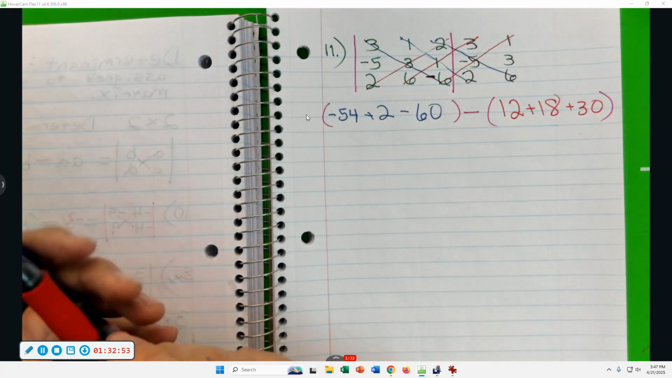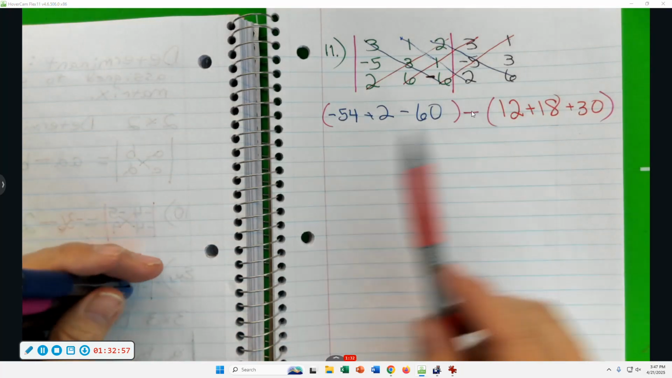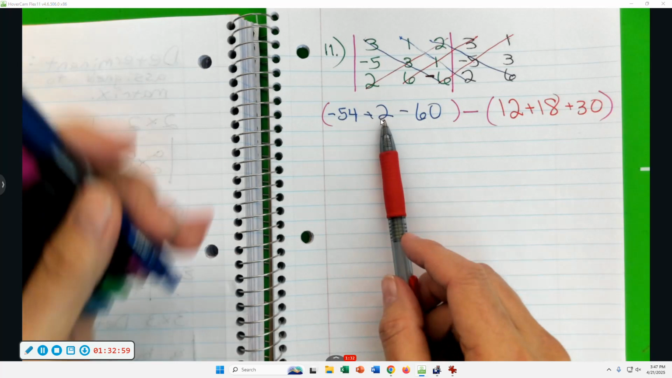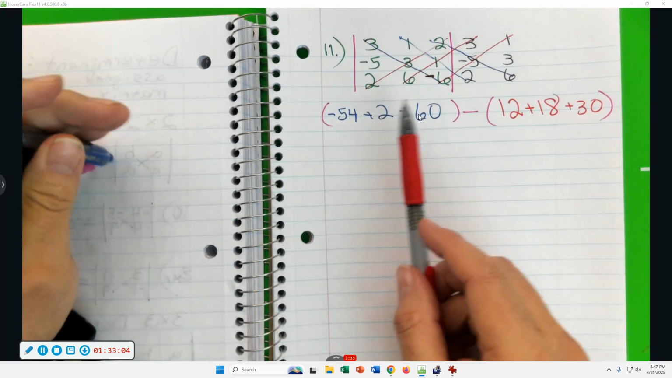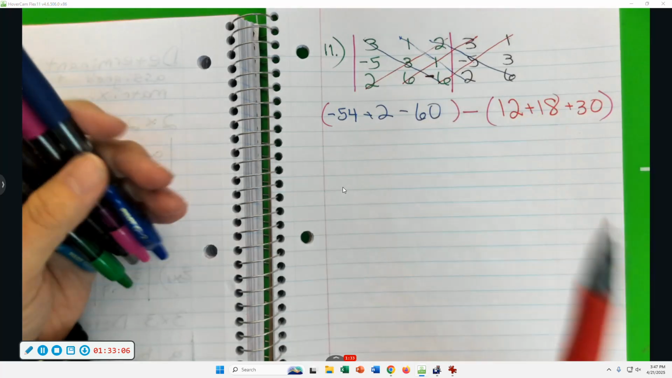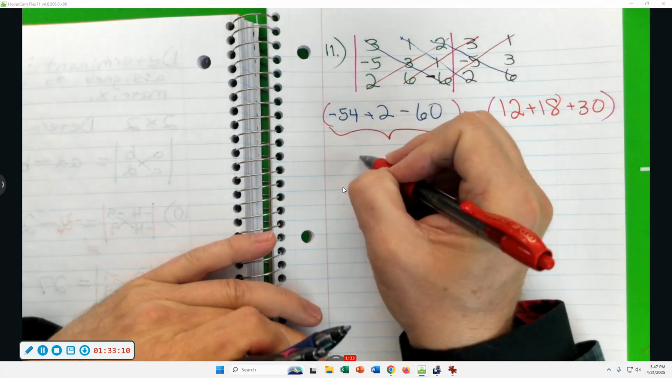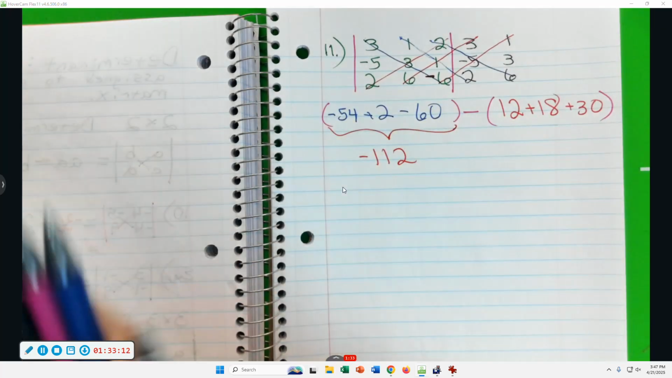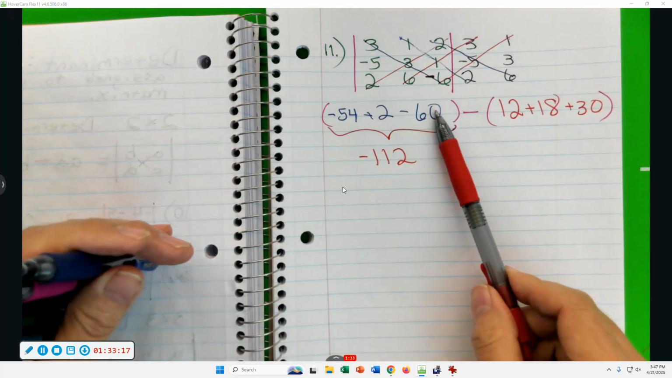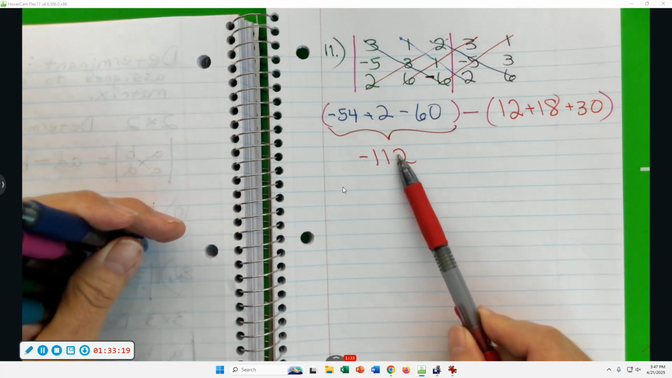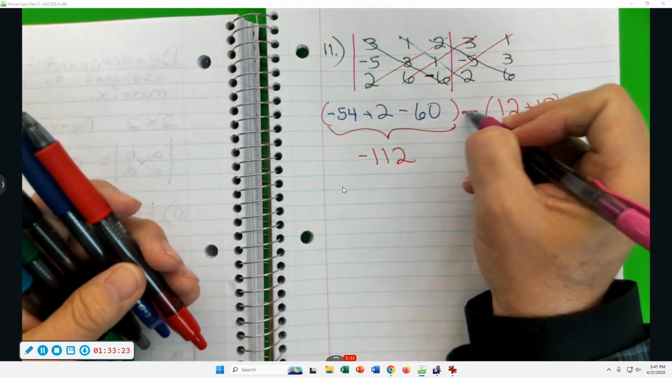What I do is work inside the parentheses. I don't start distributing minus signs. -54 plus 2 is -52. -52 minus 60 is -112. So these here give me -112. I have this pink minus, that's from the formula.